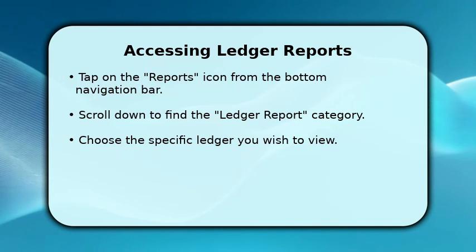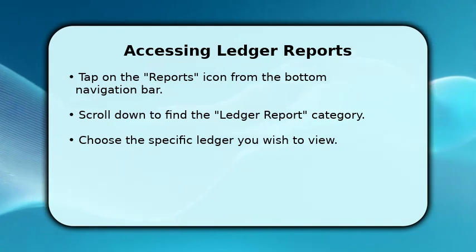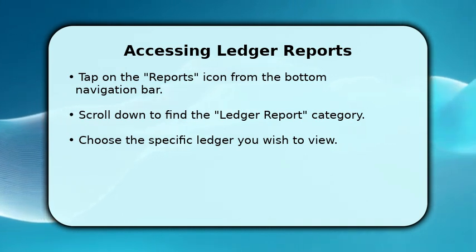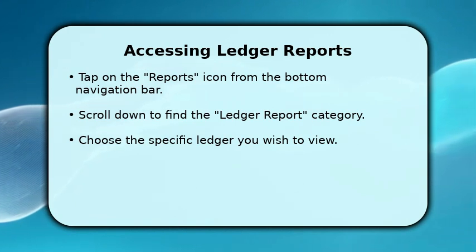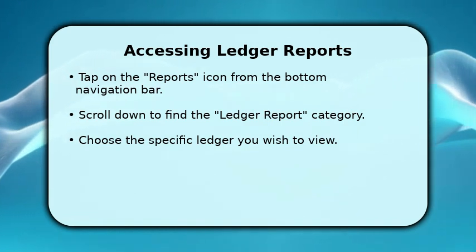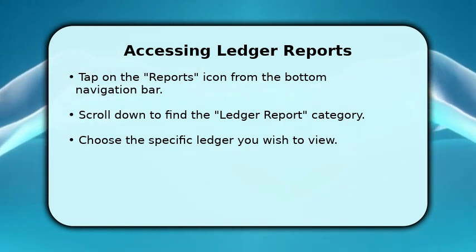Once you've tapped on Reports, you'll see a list of different financial summaries. Scroll down a bit until you find the Ledger Report category. This section is designed to give you a clear view of individual accounts. You can then select the specific ledger you want to examine, whether it's for a customer, supplier, or another account type. It's a straightforward process to get to the information you need.